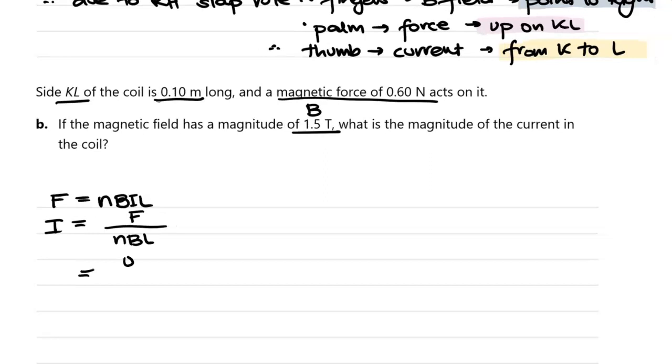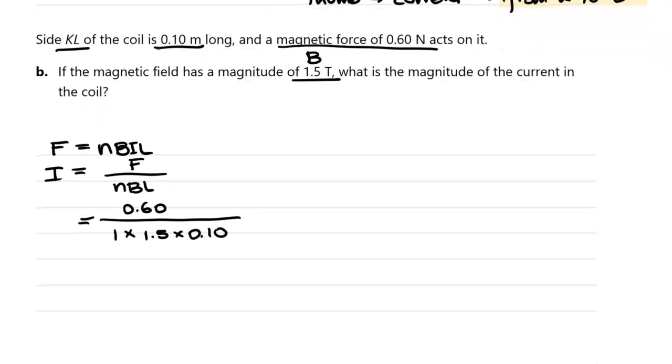Okay. So the force was 0.60, N we said was 1, still good to show that, B was 1.5 Tesla, and the length was 0.10 meters. Everything's in appropriate units of meters, newtons, that kind of thing. So calculating this, I get 4, and let's do 2 sig figs, 4.0 amps. Not newtons.